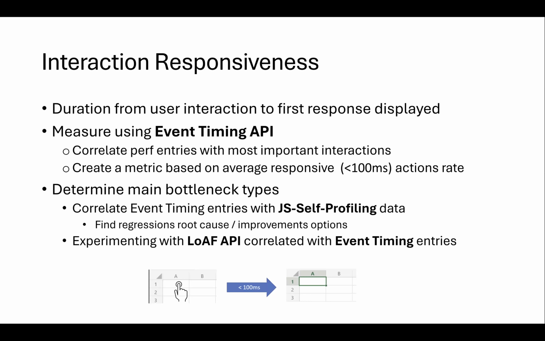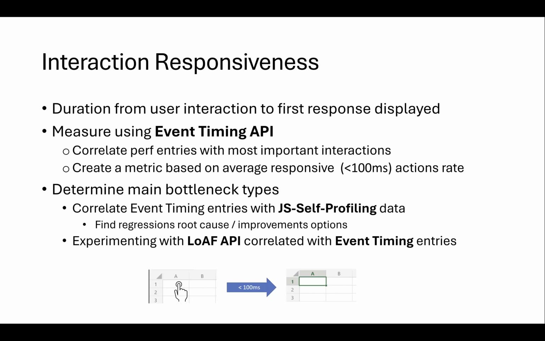Second area, interaction responsiveness. Essentially, it's what we usually talk about when we say responsiveness, from the time the user interacts until the first response is displayed. We're using the event timing API. We capture the performance entry and correlate it with the specific interaction that happens, which we know of from when we added the event listener. Then we create a metric based on the average responsive action rate per all the sessions that we collect. We consider responsive anything that's below 100 milliseconds.